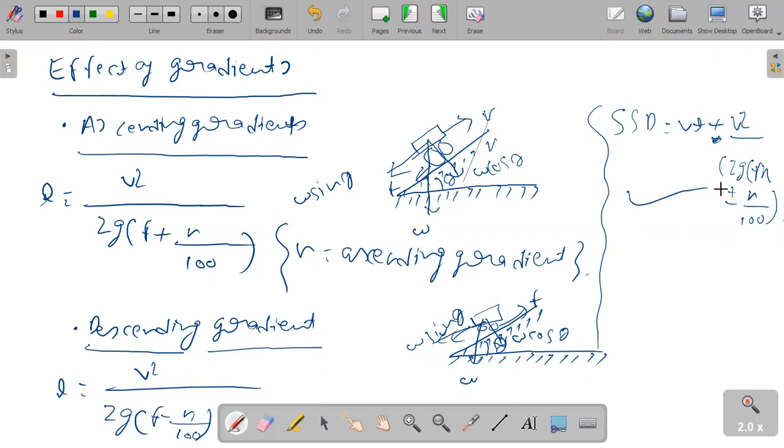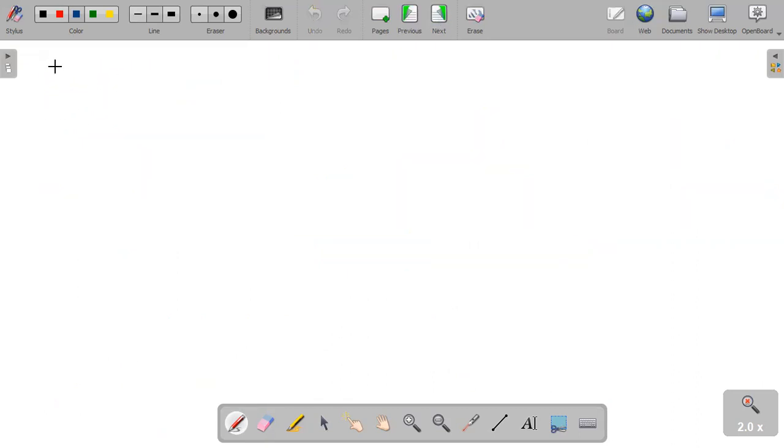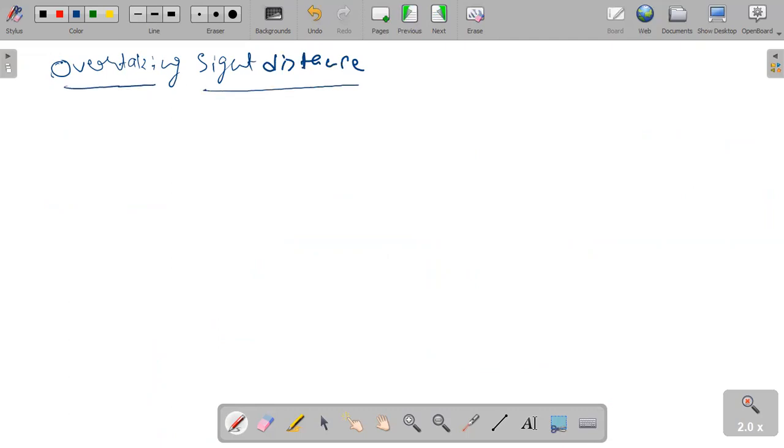Okay, this is it for our stopping sight distance. Now we'll move on to our next topic, which is overtaking sight distance, denoted as OSD. For the sake of this, let's draw a diagram for OSD.